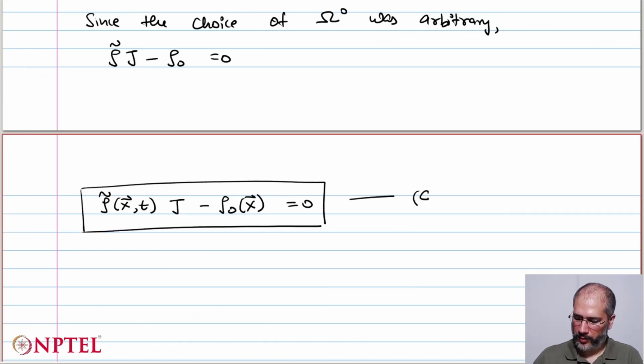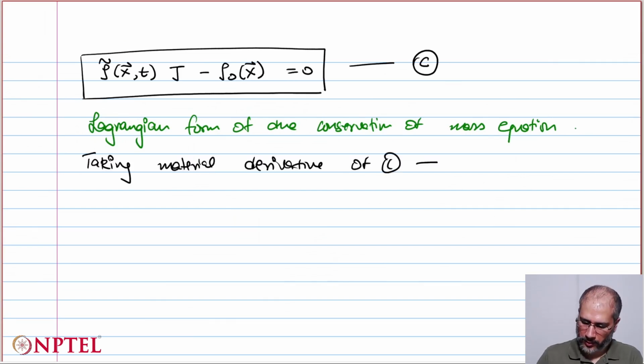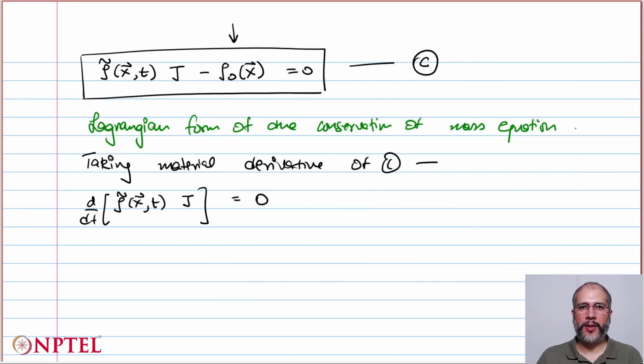And this is the Lagrangian form of the conservation of mass equation. So this we'll call C. In fact, more commonly, we write the material derivative of C, which results in d by dt of rho tilde, which is a function of capital X and t, times J equal to 0. Because the material derivative of rho naught, which is a function of capital X only, is 0 because it's not a function of time. And this form we'll call C1.